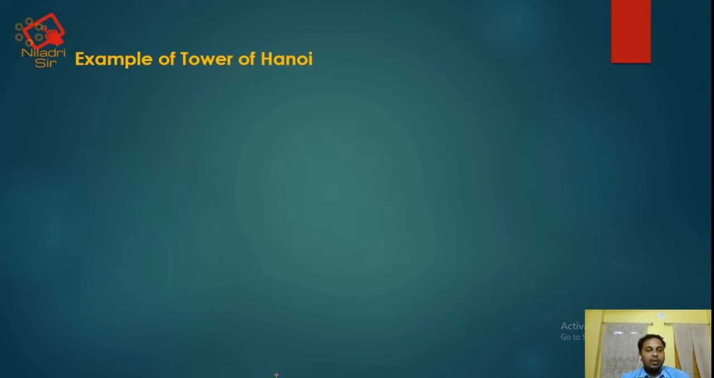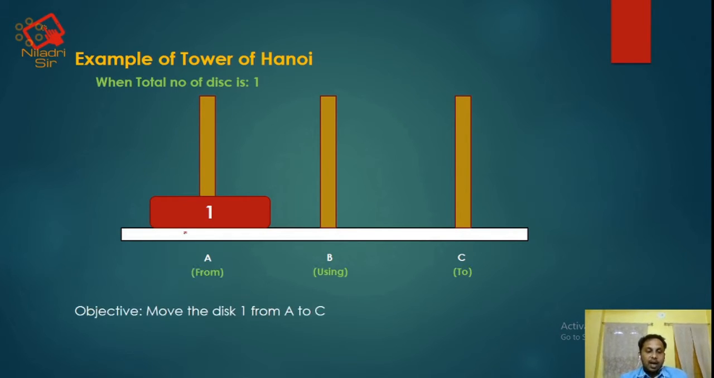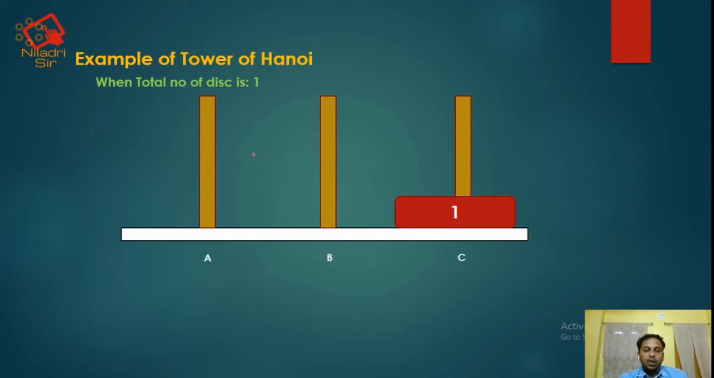Now take an example of Tower of Hanoi. Suppose the total number of discs is 1. As you can see, there are three rods A, B and C, and there is a disc 1. There is only one disc. What is our objective? Our objective is to move disc 1 from A to C. When the total number of discs is 1, this is very simple. We will just take this disc 1 and put it on C, directly from A to C.